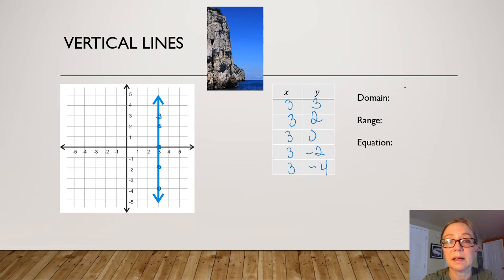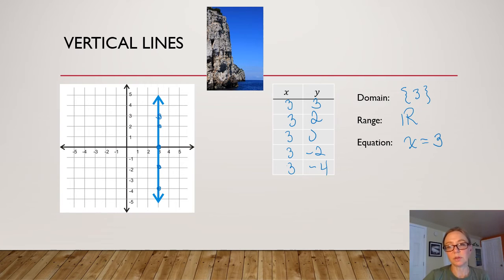So the domain of a vertical line is just the only x value that it takes on. The range is all real numbers, and the equation is x = 3. So vertical line, x = 3.